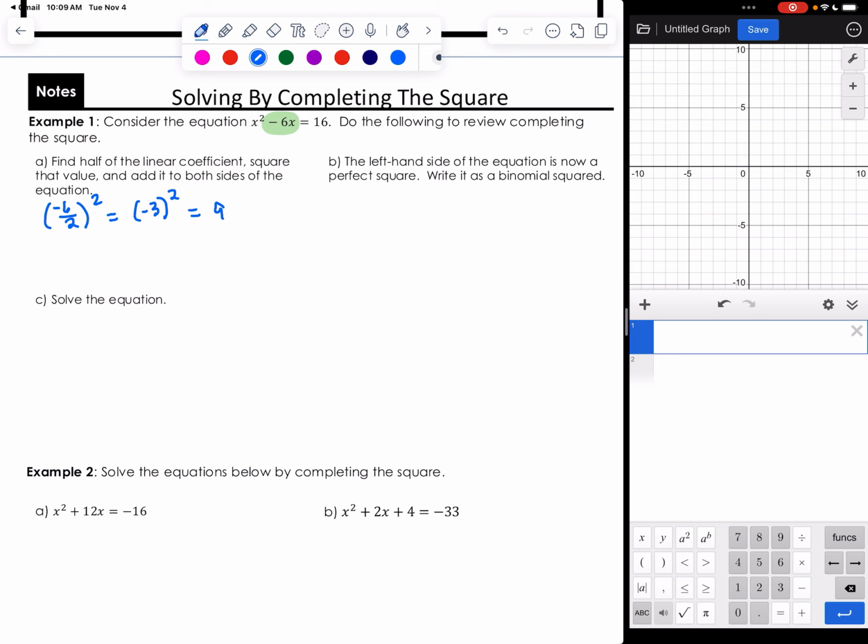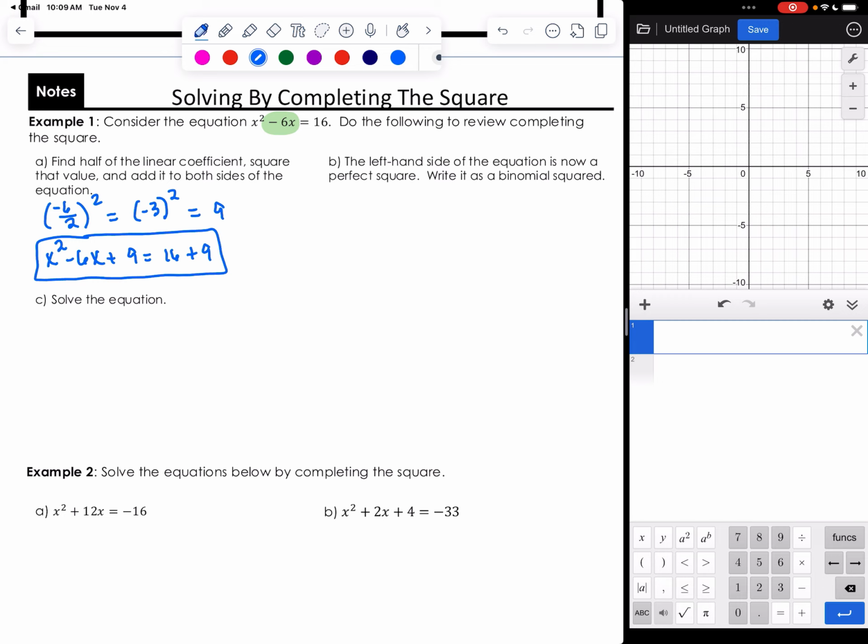Now, the second part of what they want us to do is to add that number to both sides of the equation. So on the left side of our equation, we have x squared minus 6x, and they want us to add 9. And on the right side of the equation, we had a 16, and they want us to add 9. So in part A, we simply took half of the linear coefficient, squared it, and then added it to both sides.